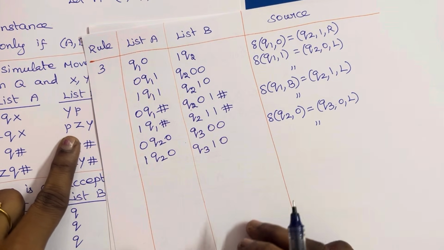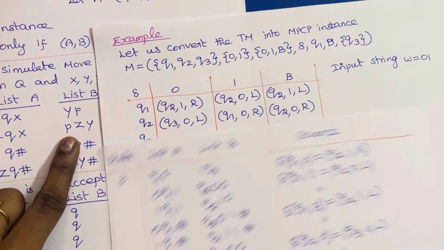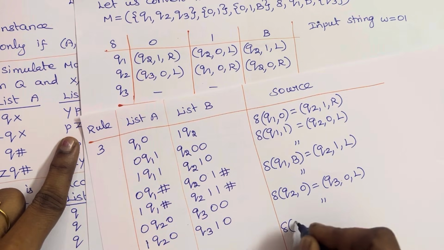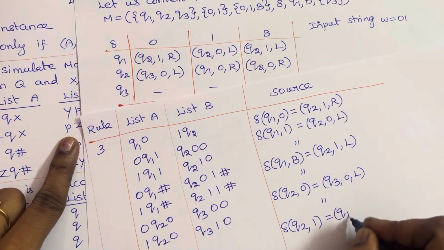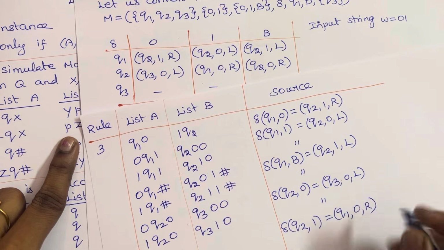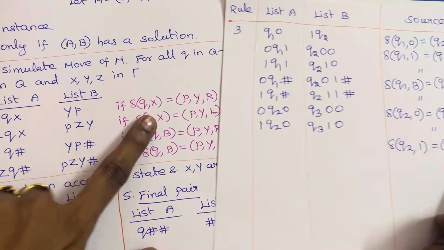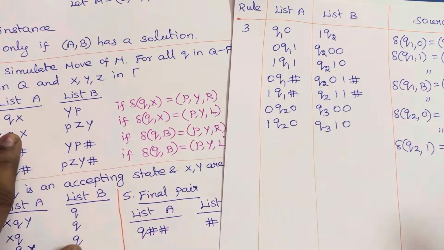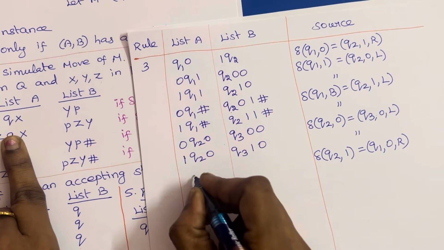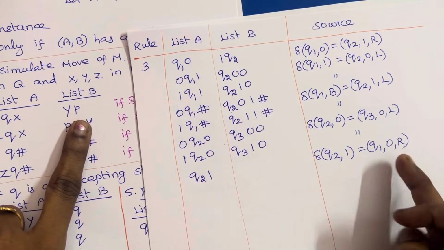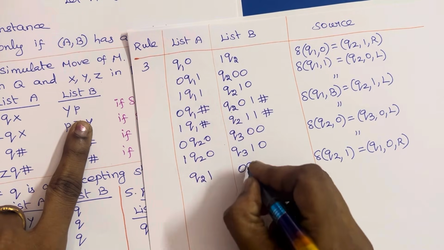Okay, then the fifth transition is del of Q2 comma 1 equals Q1 0 right move. So this is tape symbol and right move. So tape symbol and right move means case 1. So here we have to just combine Q2 and 1, and here we need to write 0 and Q1.